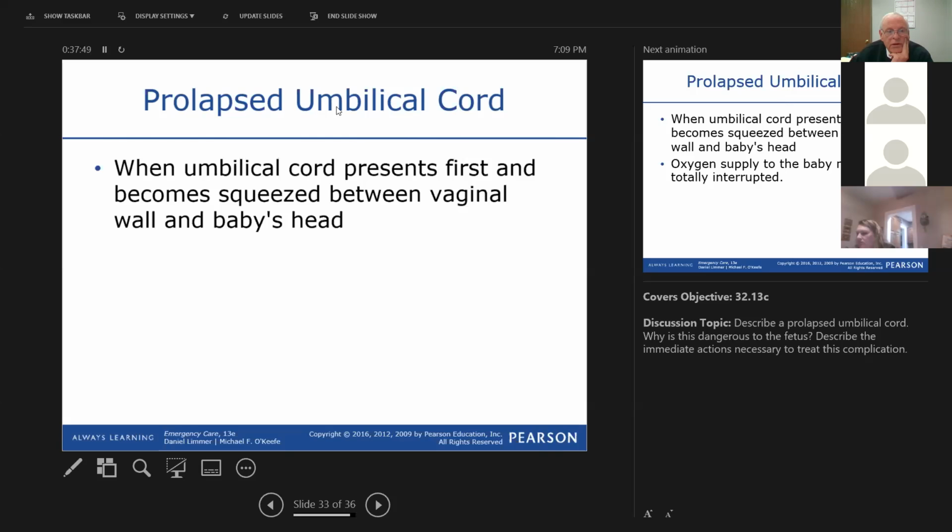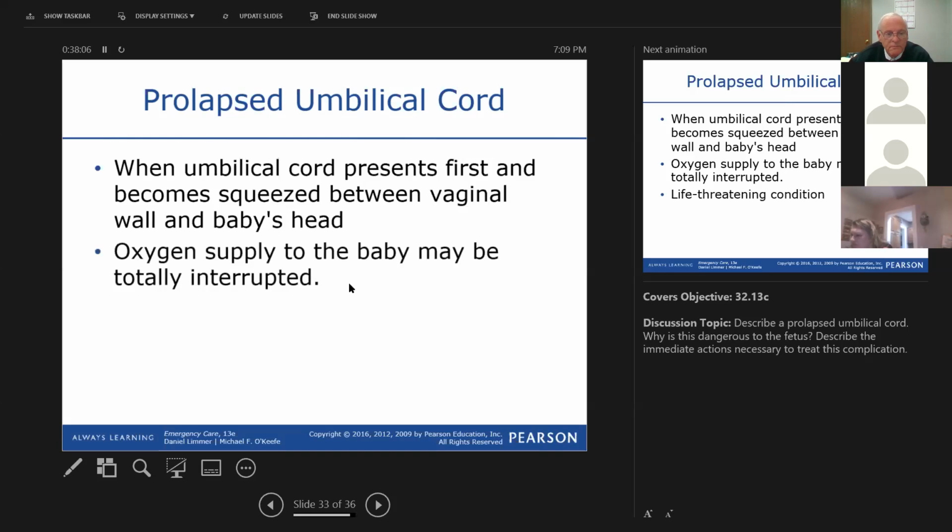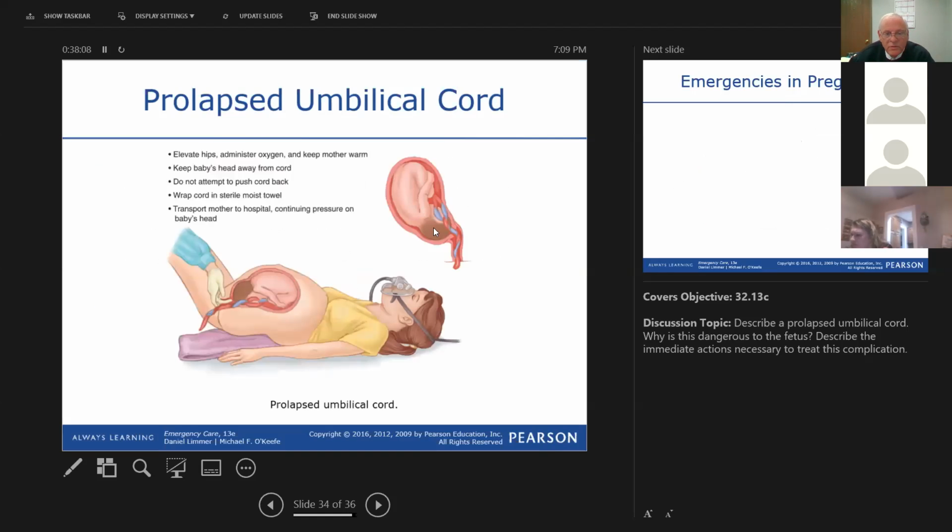The other case where you can put a hand in is a prolapsed umbilical cord, which means the cord comes out first. Again, baby can't be born if the cord's out, okay? So it gets squeezed between the baby's head and the vaginal opening because baby's head's engaged. Actually, I think there's a picture of it here. So baby's head, cord's out, squeezing that, baby will die. So you gotta be careful.